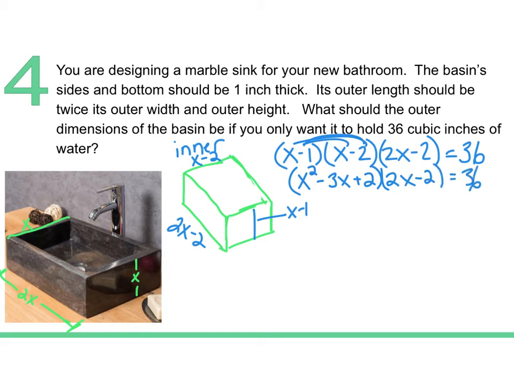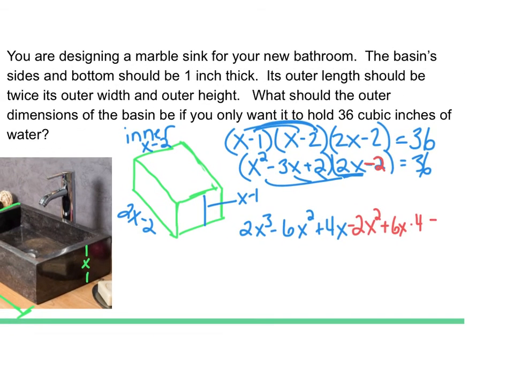Still have 6 multiplications to make. I'm going to begin by distributing the 2x, which gives 2x to the third minus 6x squared plus 4x. Now I'm going to distribute the negative 2, which gives minus 2x squared plus 6x minus 4 equals 36. I'm going to combine my like terms: 2x cubed minus 8x squared plus 10x. I'm going to subtract 36 from both sides right away to make this minus 40 is equal to 0.